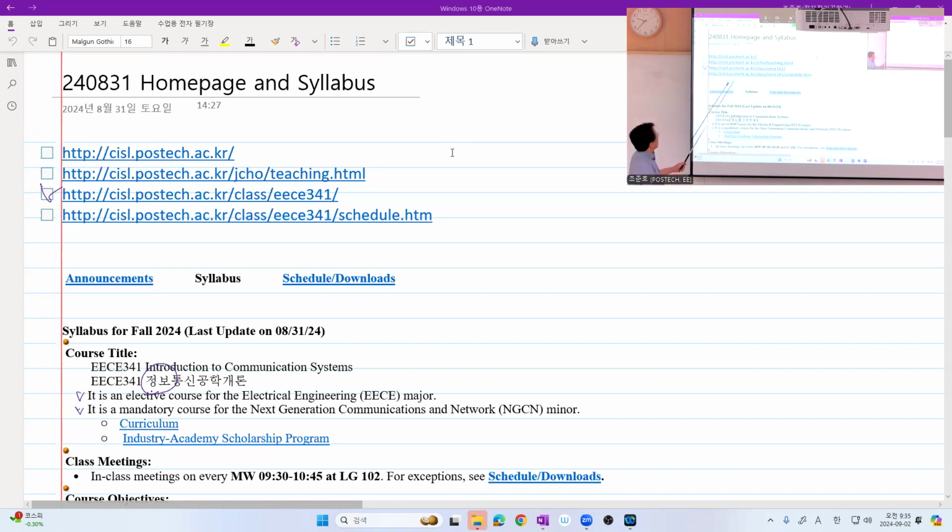As I just told you, we have two home pages. One is on the PLMS system, and the other is on my lab homepage. If you click the first link, you will be directed to my lab homepage. My lab is CISL, Communication and Information Systems Laboratory, now changed to Communication and Intelligence Systems Laboratory, conforming to the trend these days. If you click the teaching link, you will be directed to all my courses.